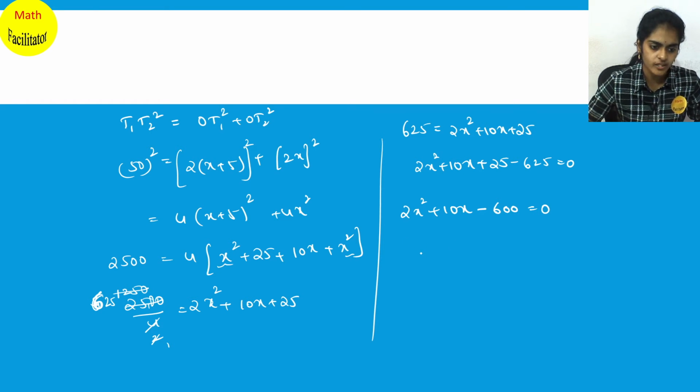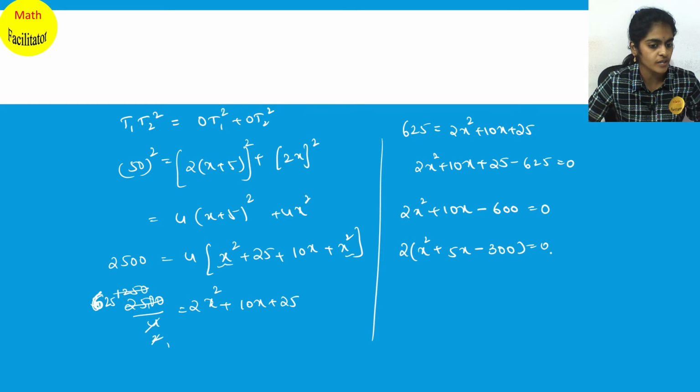Now again you can see I can take 2 common. So I'll have x square plus 5x minus 300 equal to 0. So I can transpose 2 to the other side, so it becomes 0 by 2, and 0 by 2 is 0. So finally I'm left with x square plus 5x minus 300 equal to 0.